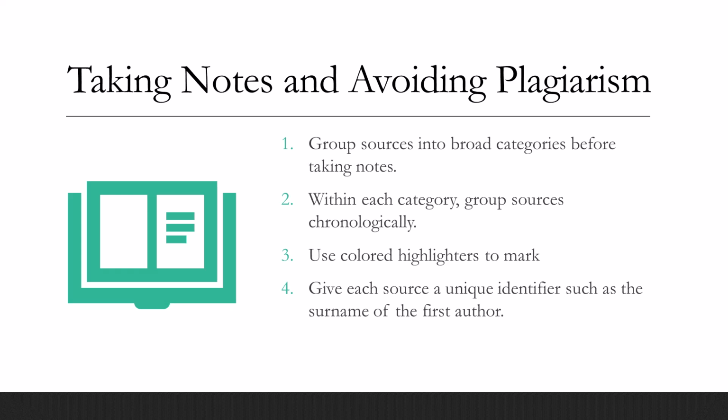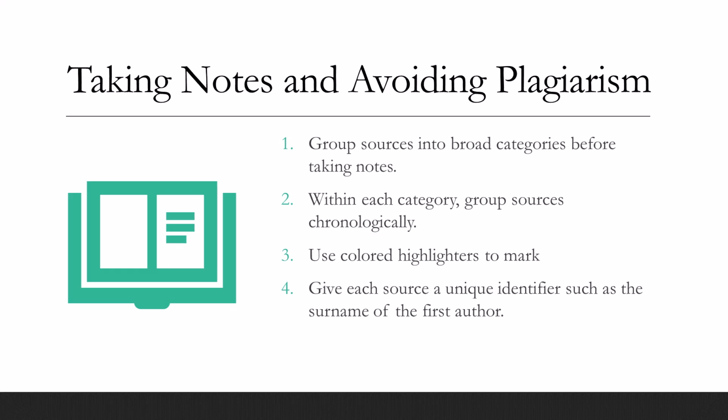The other thing that I do suggest is that you give each author, or I should say each source, a unique identifier, such as the surname of the first author. You could also make identifiers just numbers as 1, 2, and 3. And really make sure you give these unique identifiers so it makes note-taking much more efficient and effective. And you can refer back to those identifiers as you go through the process.